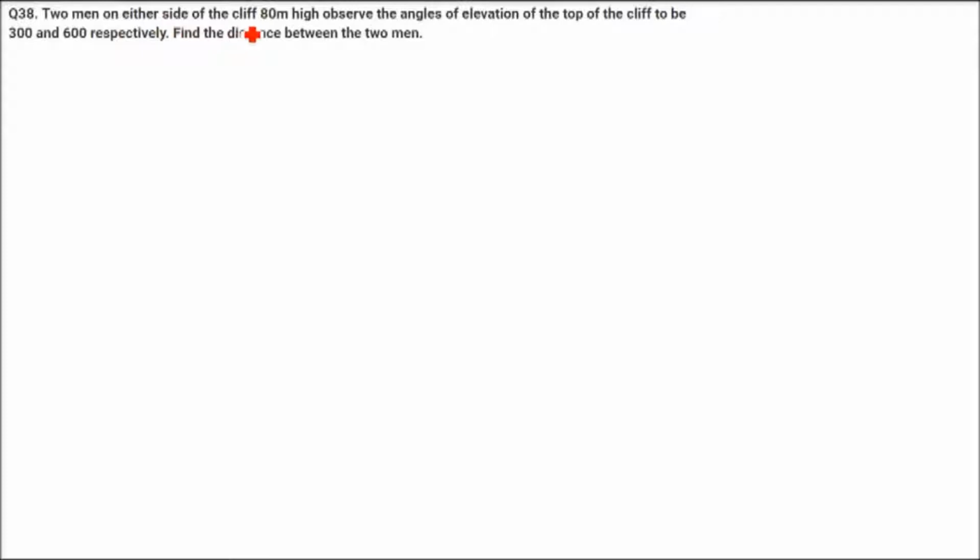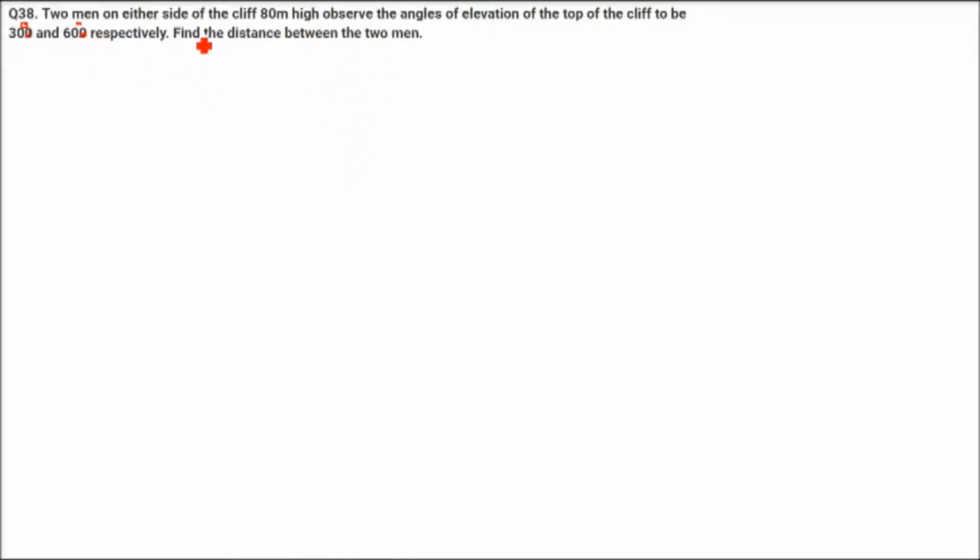Two men on either side of a cliff 80 meter high observe the angle of elevation of the top of the cliff to be 30 degree and 60 degree. This is not 300, this is 30 degree and 60 degree, because angle of elevation and depression are always in degree. So there is a change here, 30 degree, 60 degree. Find the distance between the two men.